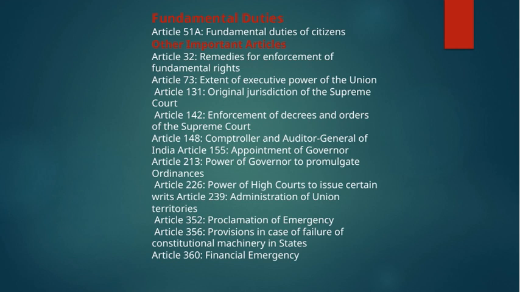Article 352 deals with the proclamation of emergency, which can be declared in times of war, external aggression, or internal disturbance. Article 356 provides for the imposition of President's rule if a state's constitutional machinery fails, and Article 360 allows for financial emergencies, ensuring the stability of the economy during crises. All these articles collectively highlight the framework that ensures our Constitution functions smoothly, balancing rights, responsibilities, and emergency powers to maintain the integrity and unity of our nation.